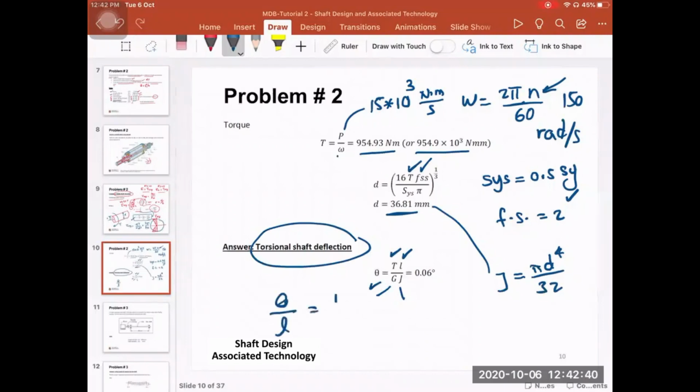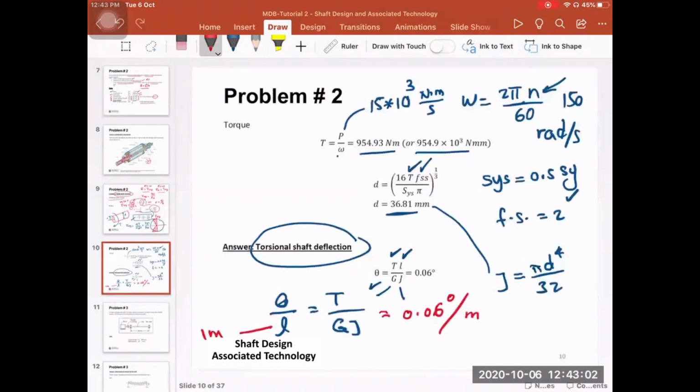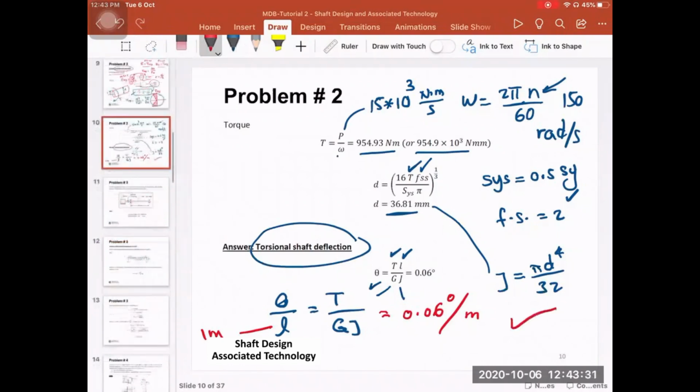Which is T over GJ. Why? Because simply you consider here L as 1 meter, then this gives you 0.06 degrees per meter of the shaft. This way, if you go back here, it says the permissible value is 3 degrees per meter. So if you go here, you have got 0.06 degrees per meter. So we are far less than the permissible value, so we are okay.